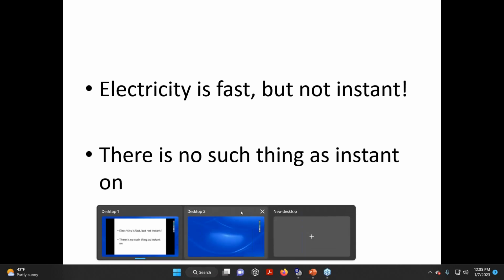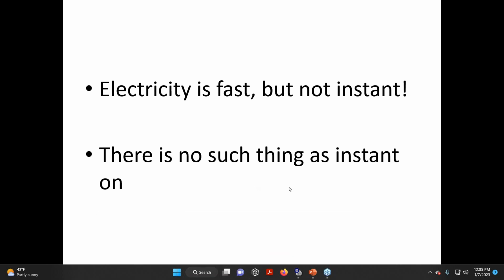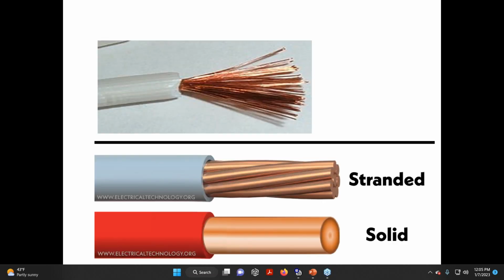Okay, electricity is fast, but no matter how fast electricity is, nothing is instant because it will always have to travel some distance. In free space, it's pretty close to 186,000 miles per second. If it's in something like a cable, it's going to be slowed down.